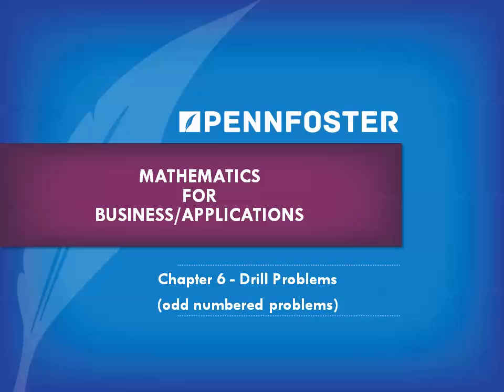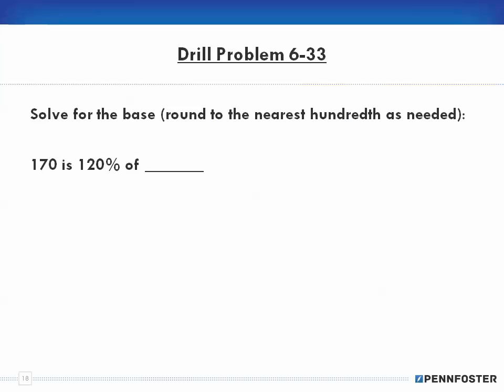In the last video, we had finished on 6-33, so now we're on 6-33. Okay, and it's asking us to solve for the base, and round to the nearest hundredth as needed. Okay, so how do we get the base?